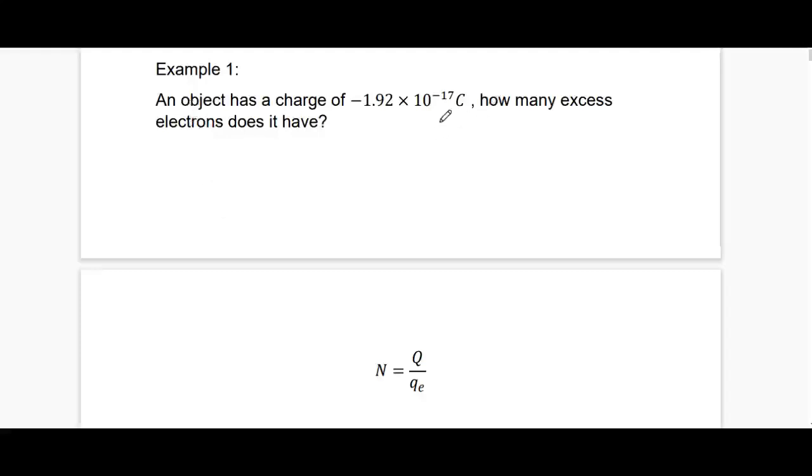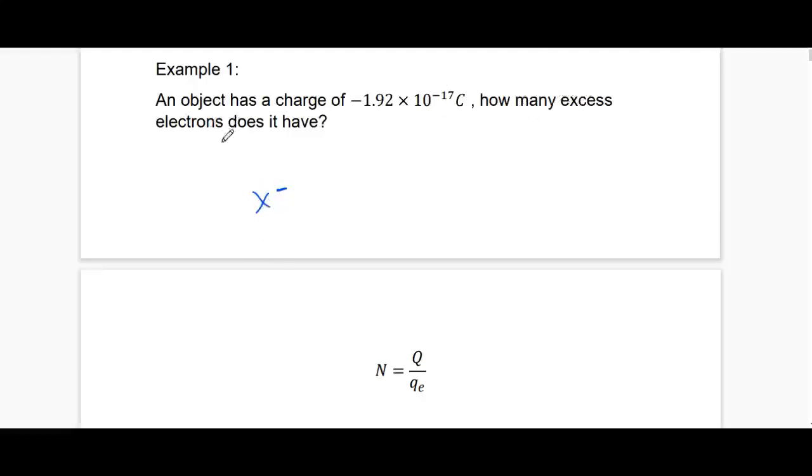An object has a charge of that. How many excess electrons does it have? So what is this? This is something like this, right? There is an object, object X. Okay, so this object X, it is negatively charged, so it is X minus. Because it is negatively charged, it has excess electrons.